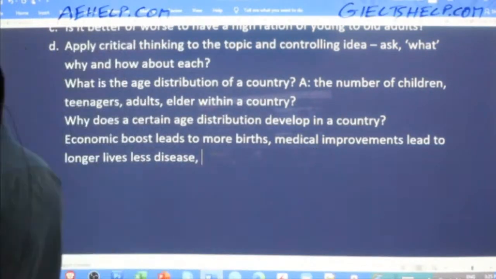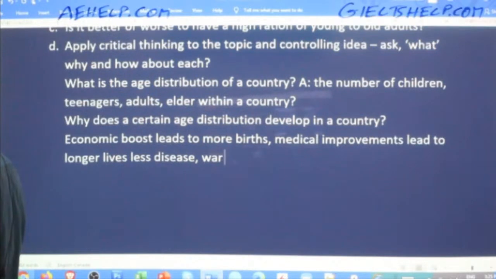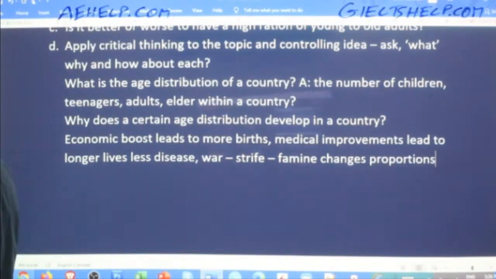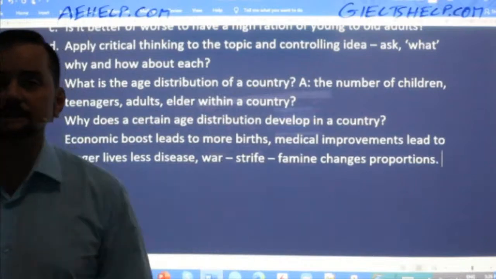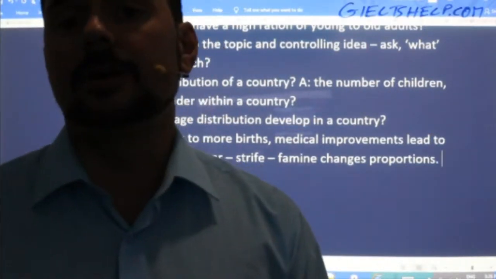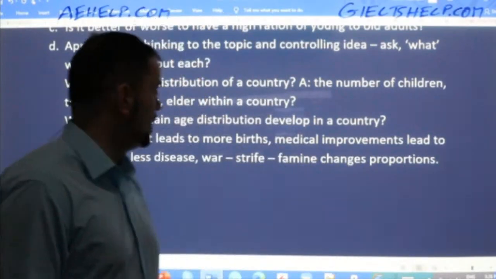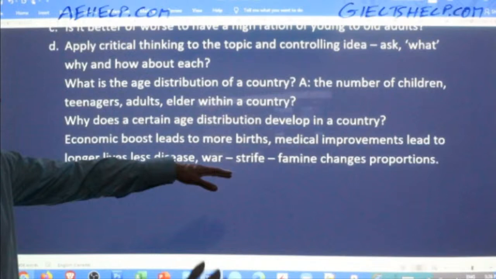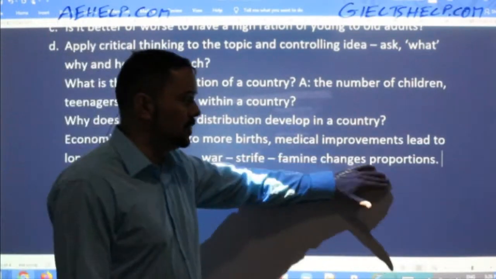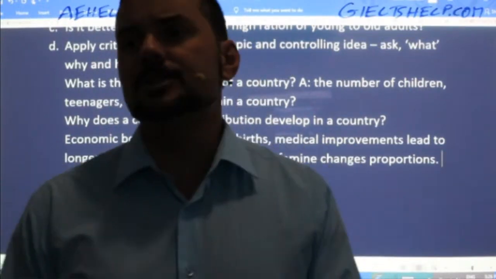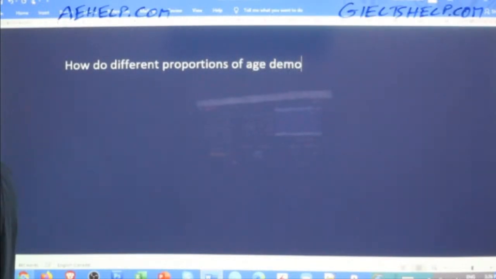Okay. The opposites, right? War, strife, famine changes proportions. So if there's some kind of conflict, that can decrease the number of a certain demographic, right? A lot of young people go to war, they die, or there's a poor economy, there's no medical help, elderly don't live as long. So the negatives are also true. Now we can say, how do different proportions of age demographics affect society?